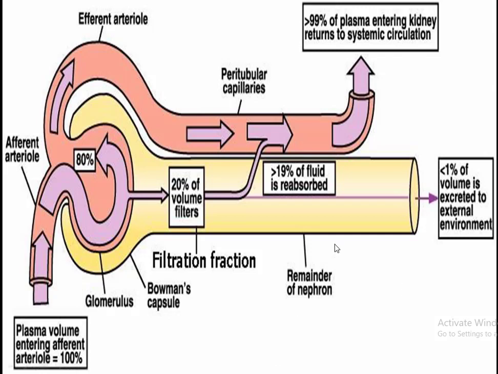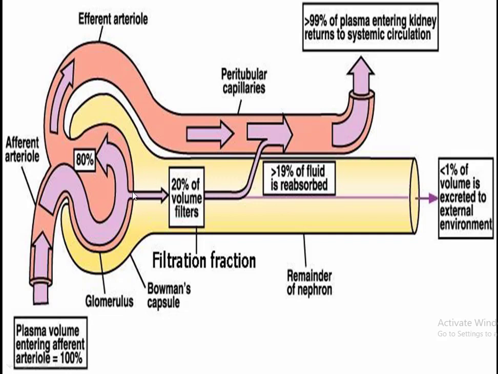From this picture we can see the afferent arteriole bringing blood into the glomerulus. 20% of this plasma will be filtered. This 20% is called the filtration fraction, while the other 80% will return through the efferent arteriole to the blood vessels. Of the filtered volume, about 99% will be reabsorbed, so only 1% of the volume is excreted in the urine, while the rest is reabsorbed again.